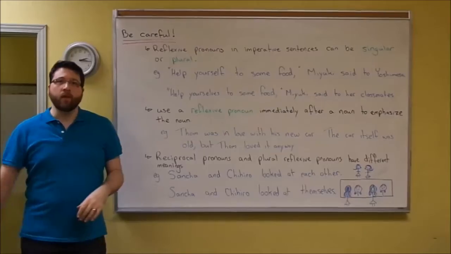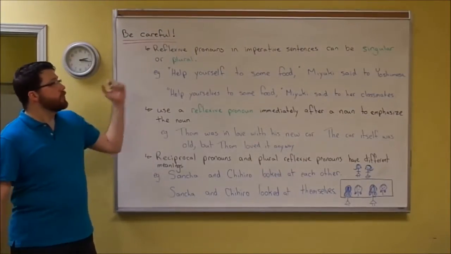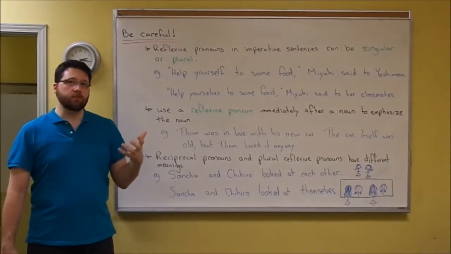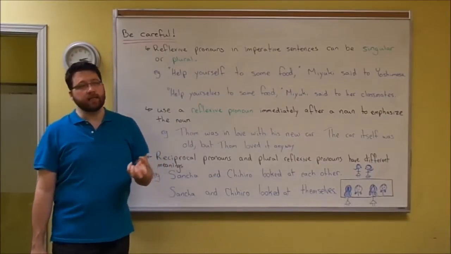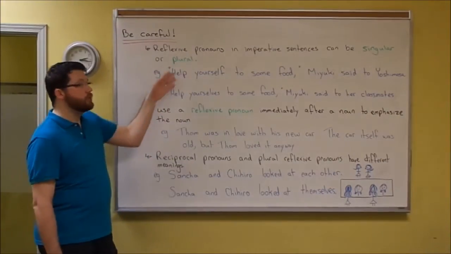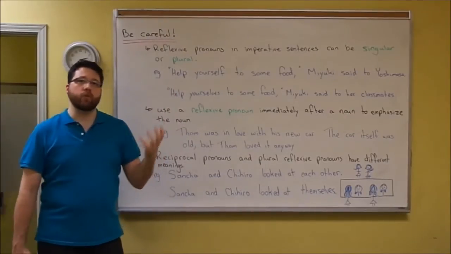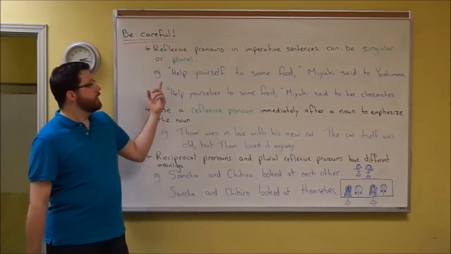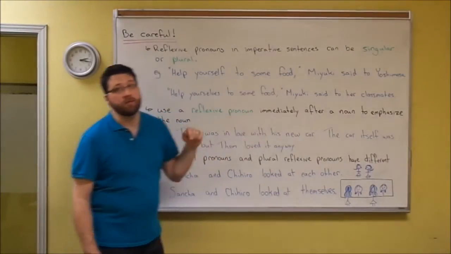Just be careful. There are a few things to remember. The first is that reflexive pronouns in imperative sentences are always going to be with the subject you. But because it's an imperative sentence, we don't say it. And you can be singular or plural. So look at our two examples. Here we need to use context, and we need to choose the correct pronoun to make sure that the meaning is clear. In the first one, help yourself to some food, Miyuki said to Yoshimasa.